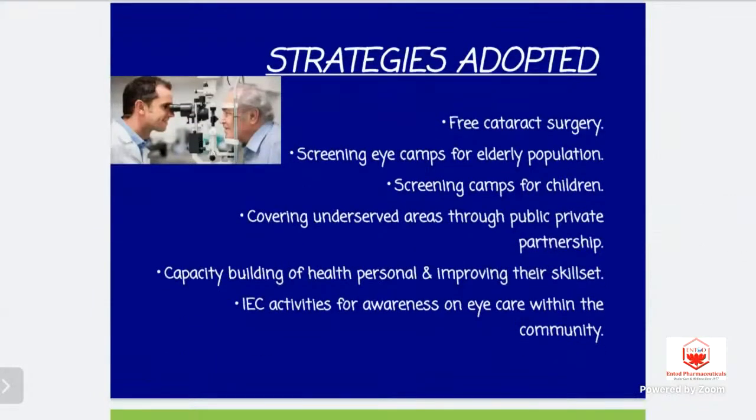So coming to the strategies adopted, the first was when this program was launched in 1976, cataract was found to be one of the major diseases which caused preventable blindness in the Indian population. So the initial program strategies focused mainly on cataract. So the first one was free cataract surgery in government hospitals and also screening eye camps for the elderly population. So by this way, they could screen a lot of the elderly population, identify cataract in its early stage, and provide curative treatment.